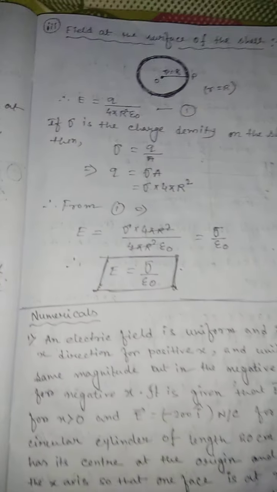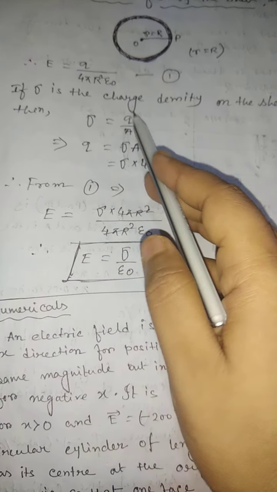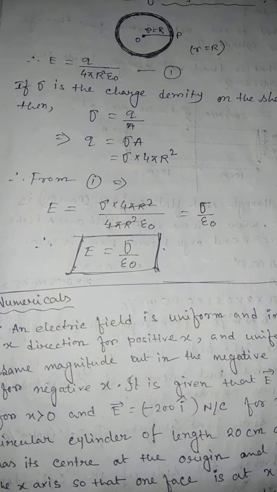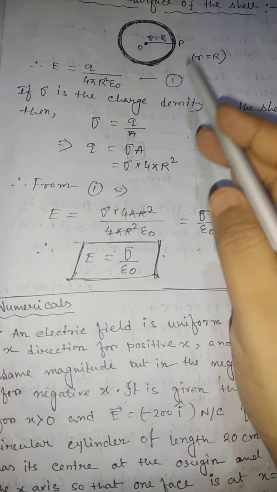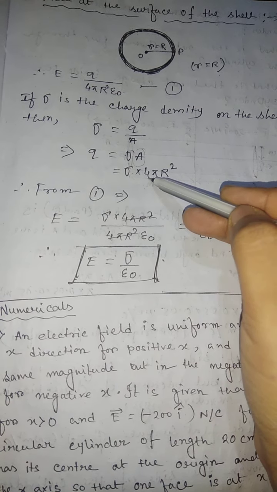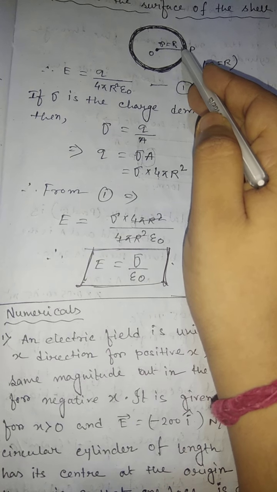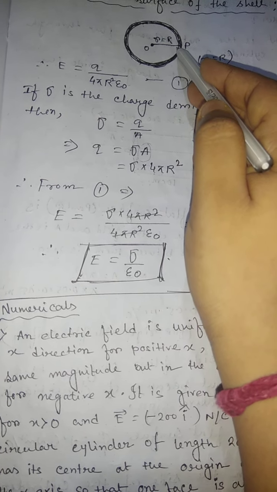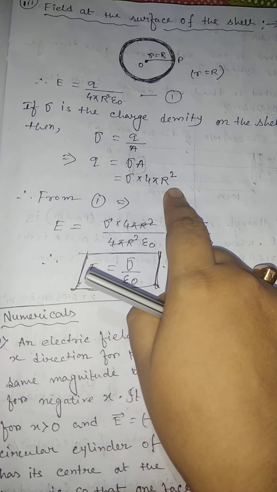Now we consider sigma as the surface charge density. From the definition of surface charge density, sigma equals Q by A. We know this one. So Q equals sigma into A. And A is the area of the spherical cell, 4 pi R square, because here we consider point P on the surface, that means the Gaussian surface is also the original spherical cell. So 4 pi R square.